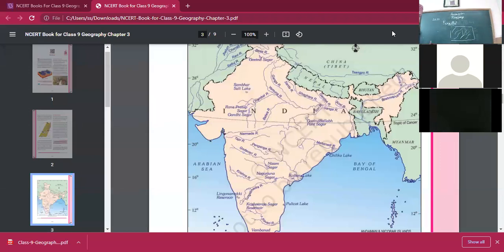When the river reaches its coast, at that time the mean sea level and the level of the river water remain similar. Both are equivalent in coastal regions. Under such circumstances, rivers flow parallel to each other.